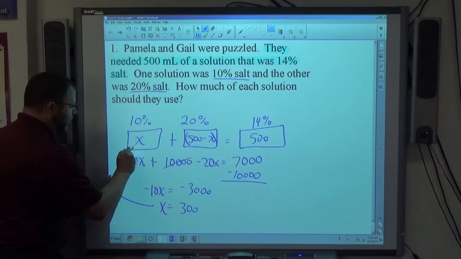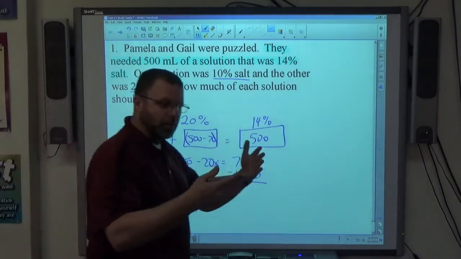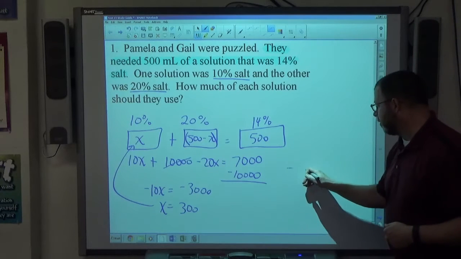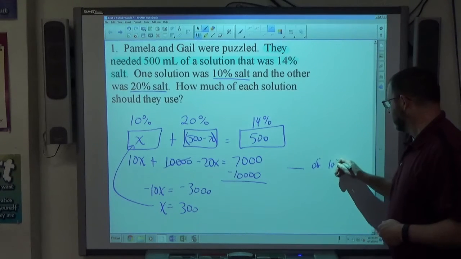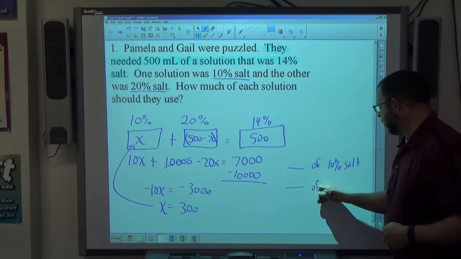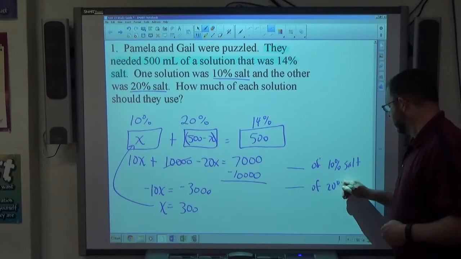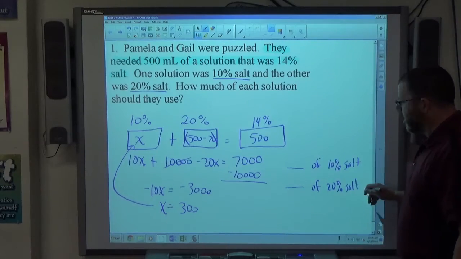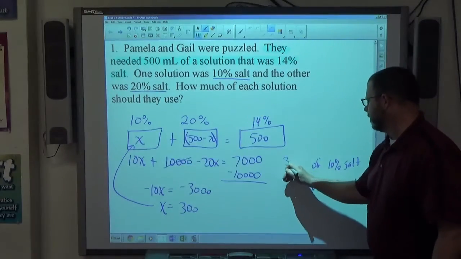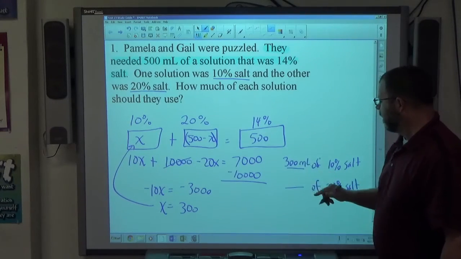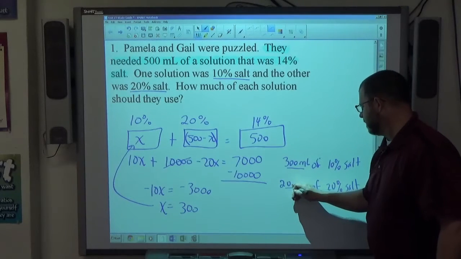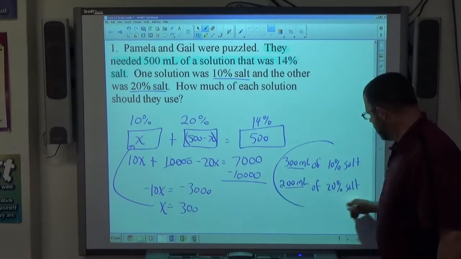X represents the 10% salt, so I need to establish the answer for both. How much of each should they use? So we need some amount of 10% salt and some amount of 20% salt. Again, X represents this, which is 10%, so 300 goes here, that's milliliters. And then 500 minus 300 is 200 of the 20%. And there's my two answers.